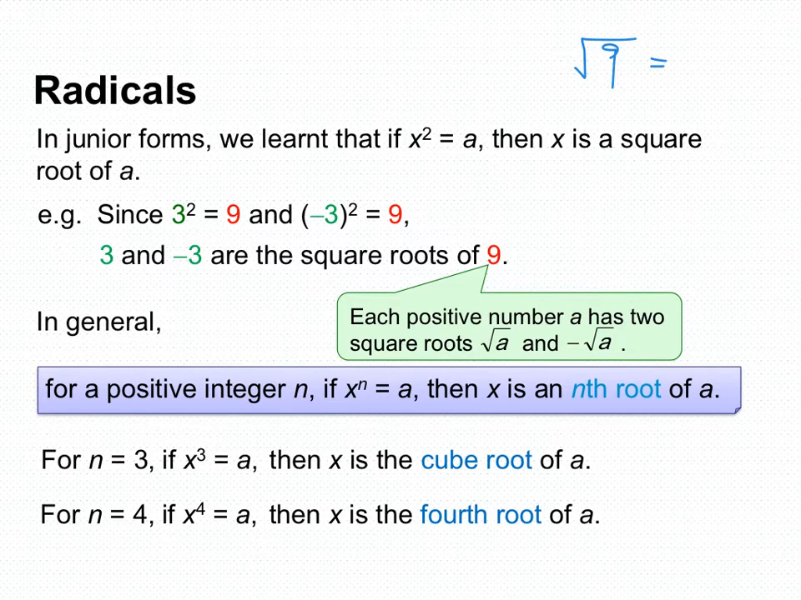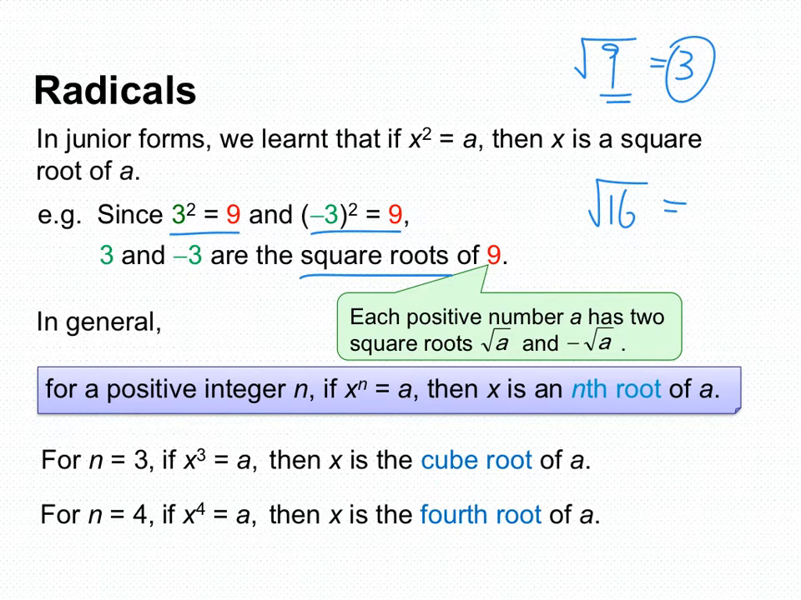We know that equal to 3 because 3 square is equal to 9, or negative 3 square equal to 9. Both we call the square roots with this sign, square root. That means the number here, for example, 3 square equal to the number here. Okay, more example. Square root 16 is equal to 4 because 4 square is 16.